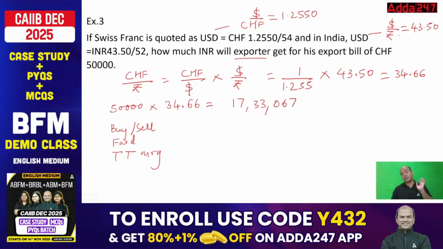Now we have got only the first stage. First stage means buy or sell, with no forward margin. So you've got the first rate, the spot rate, 34.66. Now you have to focus on the forward margin. What will be the forward margin in this case? Who can tell me? Who can give me the forward margin in this case?